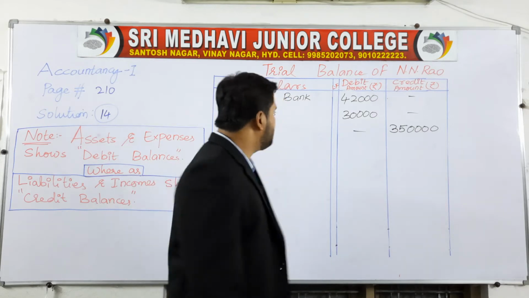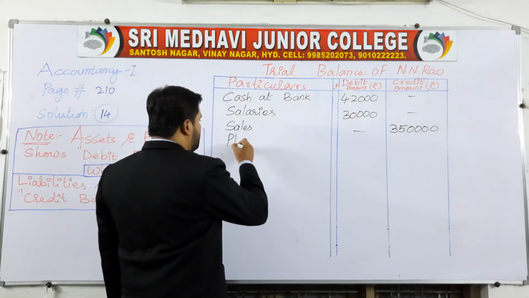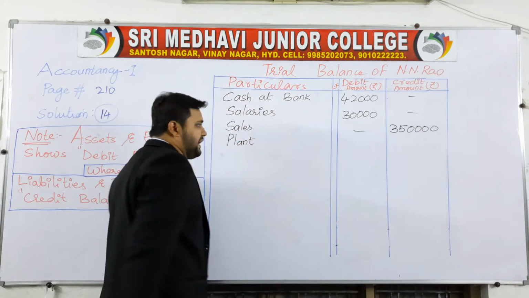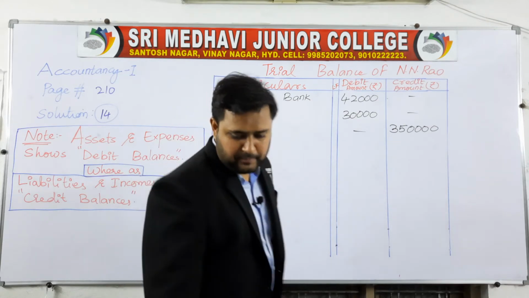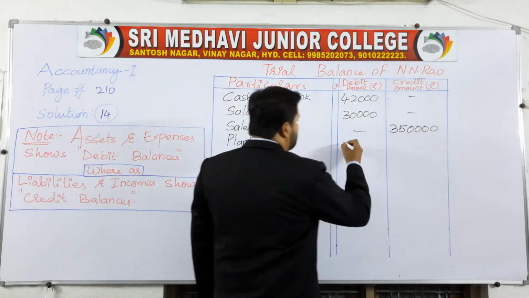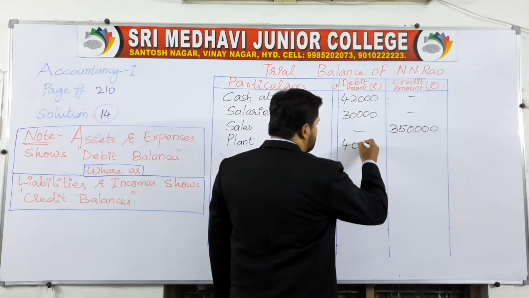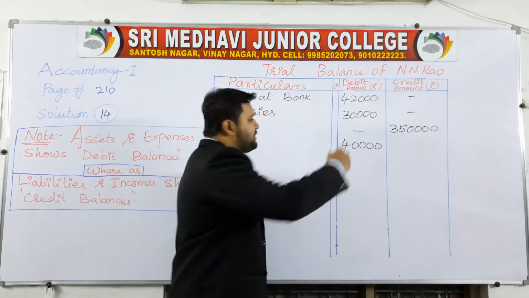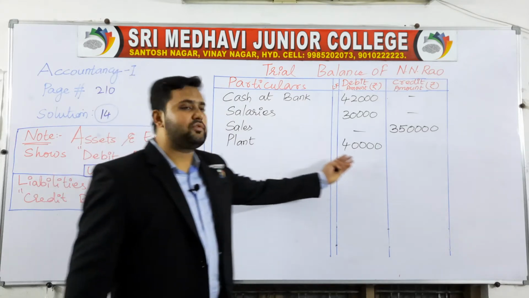Plant is an asset. In particulars, you write the name of the asset. Plant, how much? 40,000 rupees, plant purchased. Plant is an asset for you, and an asset shows debit balance. That is why you write the amount in the debit column. Plant, 40,000.